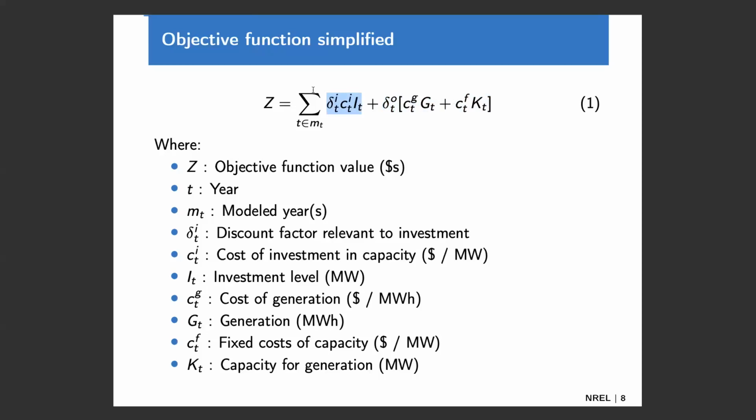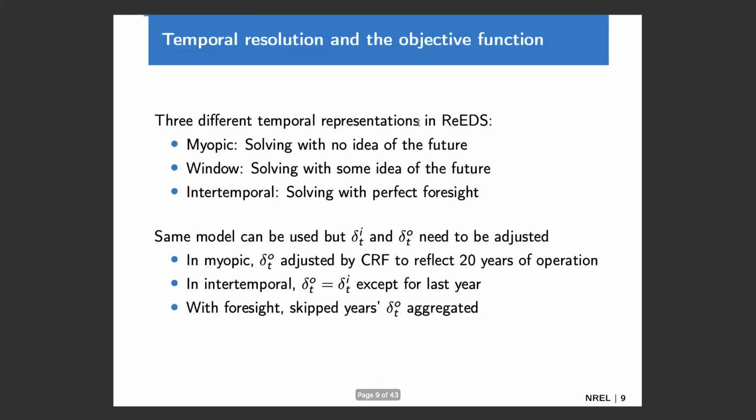If I change that, in the intertemporal case, I can set delta I equal to delta O, the discount factor for operations equal to the investment, except for the last year, where I maybe weight the operations present value factor by a 20-year present value factor, those sorts of things. So I can keep the same objective function. We break it into investment and operations, and we adjust the delta I and the delta O based on whichever temporal setting you're using. So we have these three different solve mechanisms.